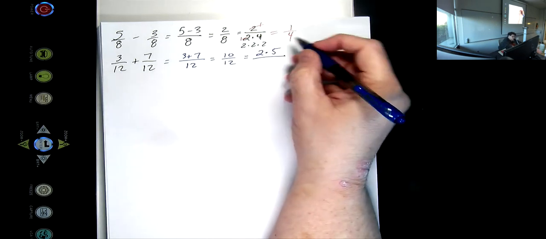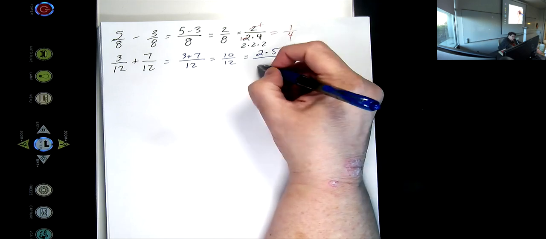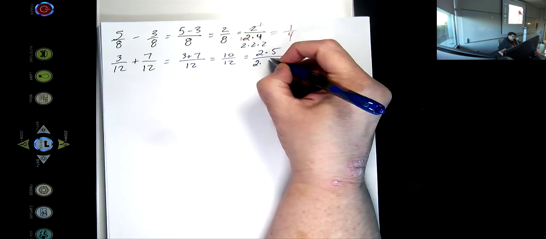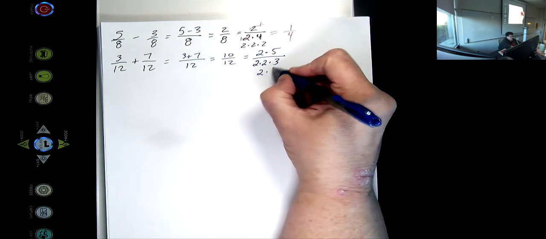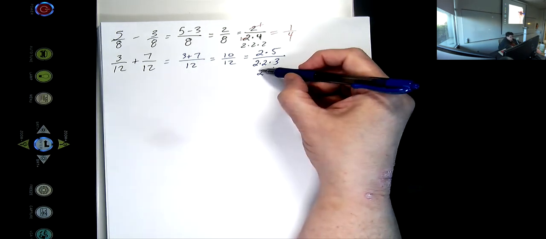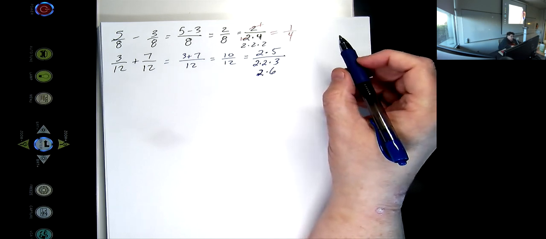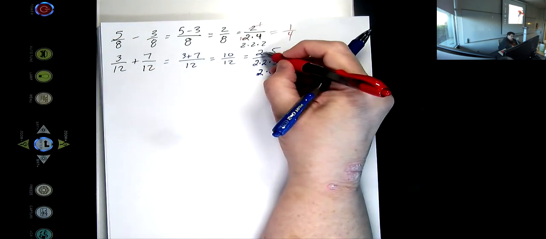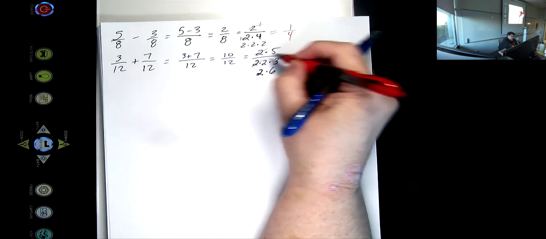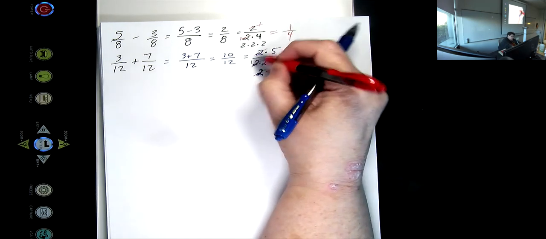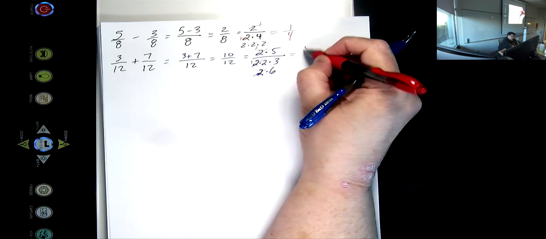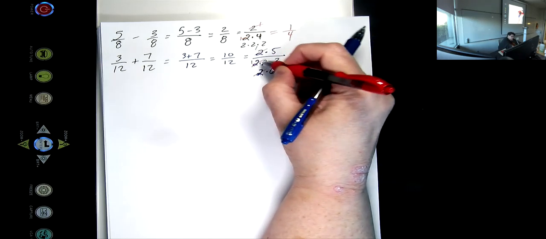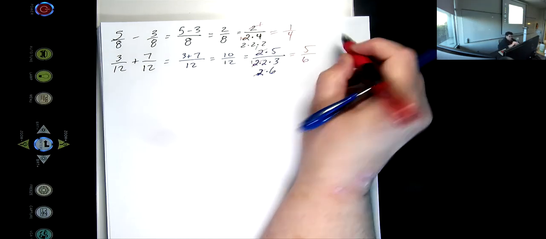12 is 4 times 3, and 4 is 2 times 2. So 2 times 2 times 3. I could have left that as 2 times 6. It's probably the better route to go if I wanted to keep it clear. And the 2 cancels, leaving behind a 1, and we have 1 times 5 is 5 on top. 1 times 2 times 3 is 6 on bottom, so 5/6.